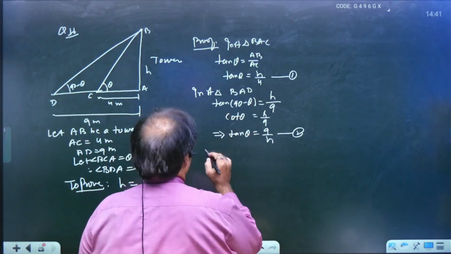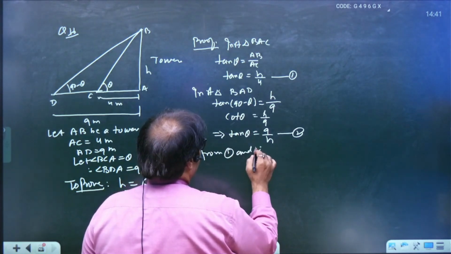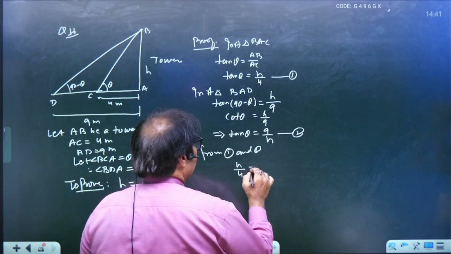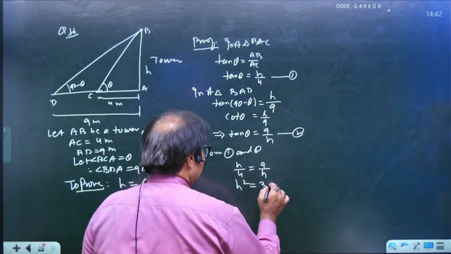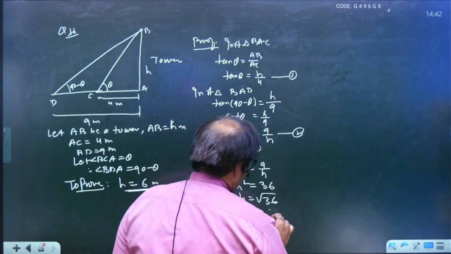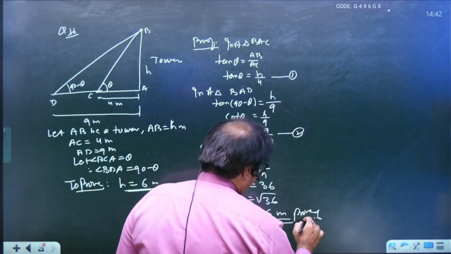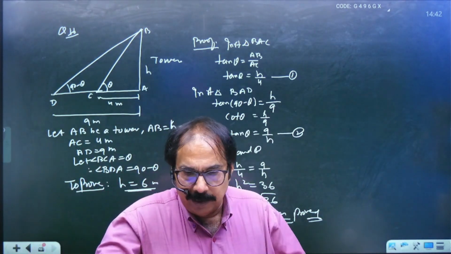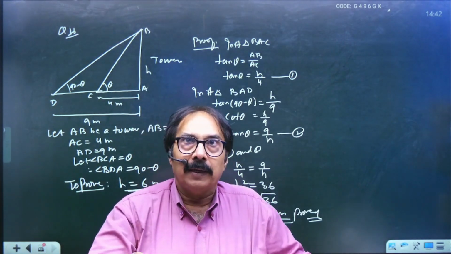And now compare the first result and second result. From first and second, the left sides are equal, so the right-hand sides must be equal. So h by 4 is equal to 9 by h. So by cross multiplication, h square is 36. So h is equal to root over 36, that is equal to 6 meter. And hence proved. Okay, got it? Any doubt? Okay. So this is all about your application of trigonometry.